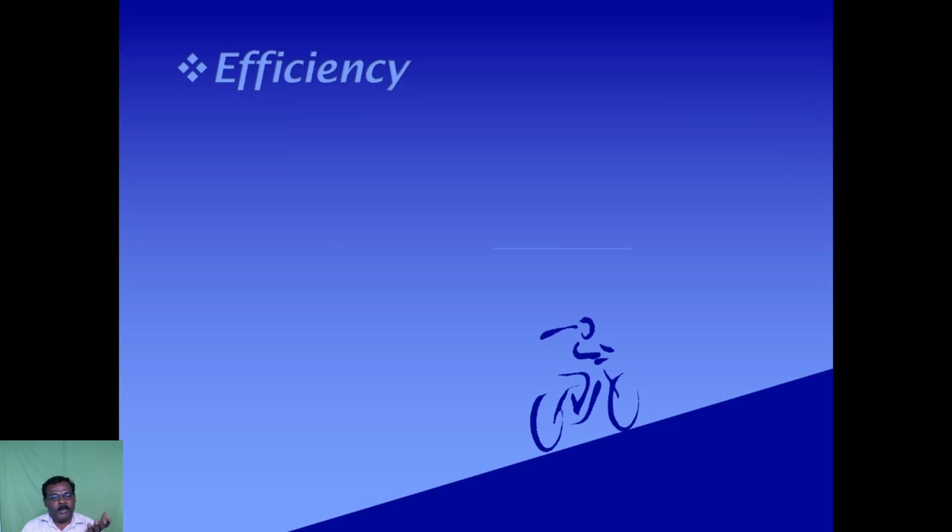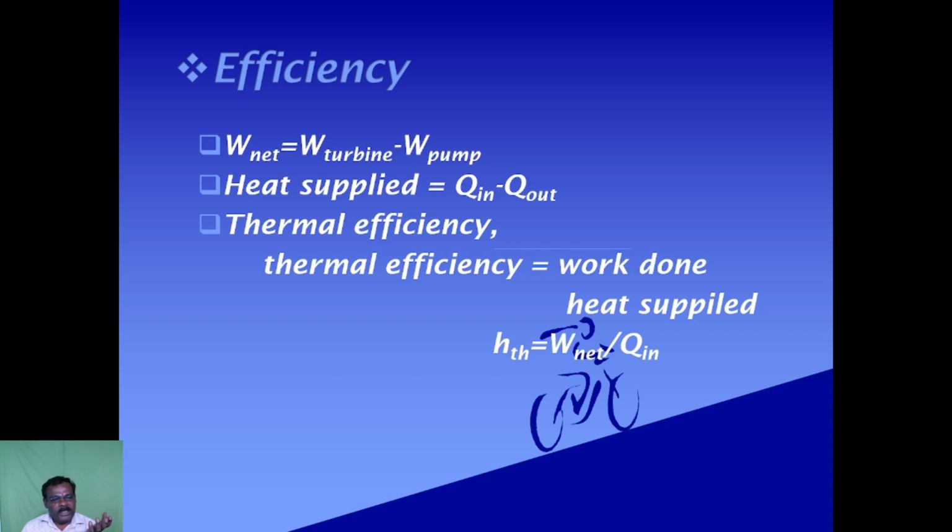Whatever the process may be, we are in a position to find the efficiency of a cycle. So what is the efficiency? Efficiency means output divided by input. In this Rankine cycle, what is the net output? That is the work output. We can get work only from the turbine, and some energy is used for running the pump. So the net output is turbine work minus pump work. In most cases, the pump work may be neglected, since very little energy is used for running the pump. So net work is equal to turbine work. So the thermal efficiency is the net work done divided by heat supplied.